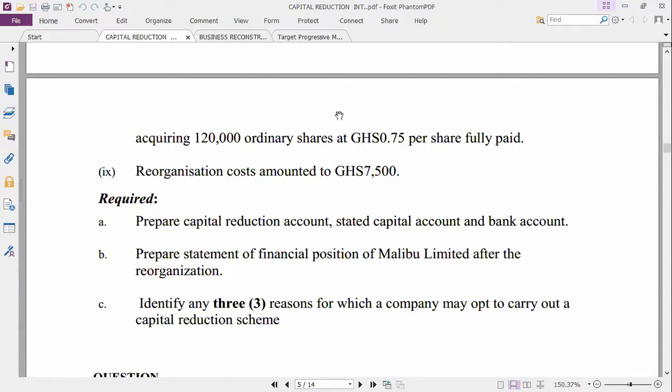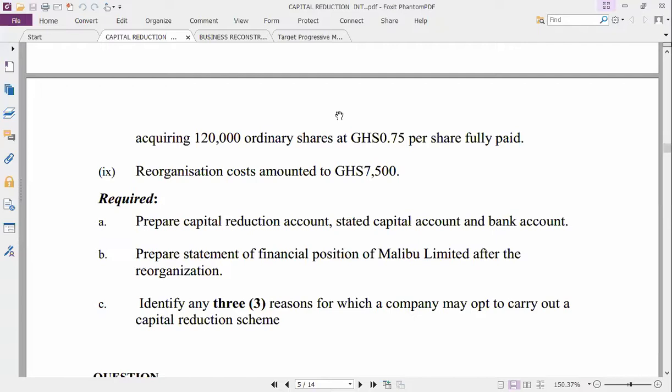Workings. Requirement B, prepare statement of financial position of Malibu Limited after the reorganization. So here to be statement of financial position, Malibu Limited after what? Reorganization. Just after reorganization. Then C, identify any 3 reasons for which a company may opt to carry out capital reduction scheme.